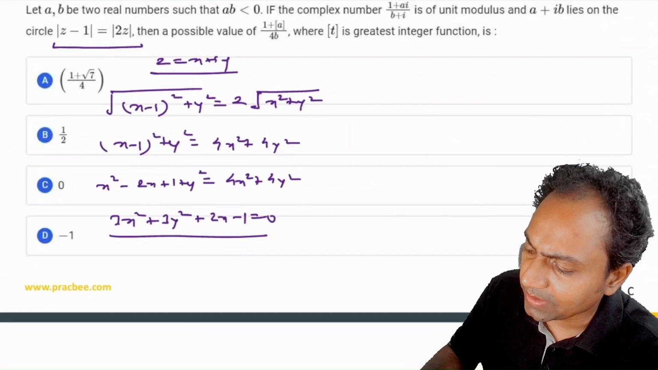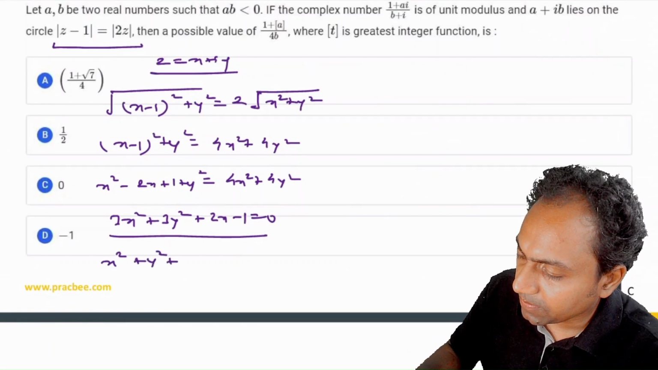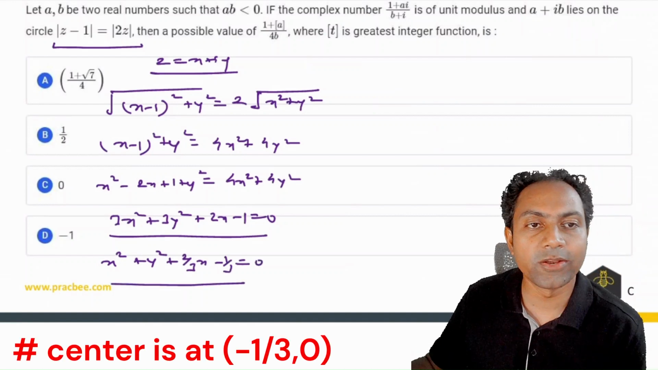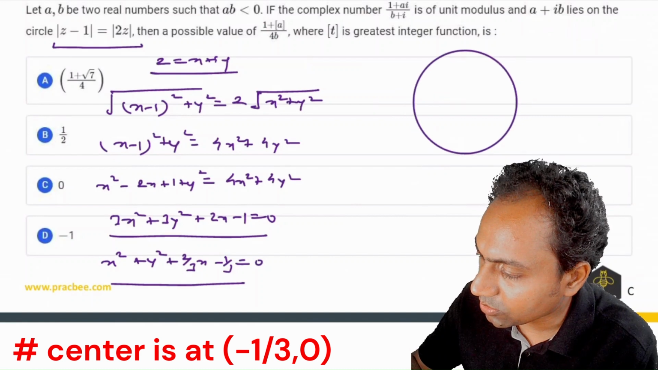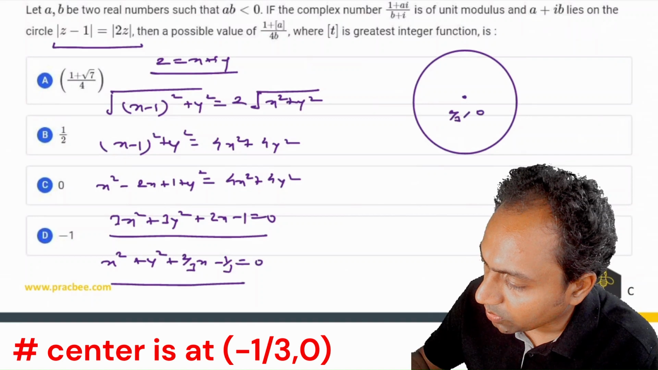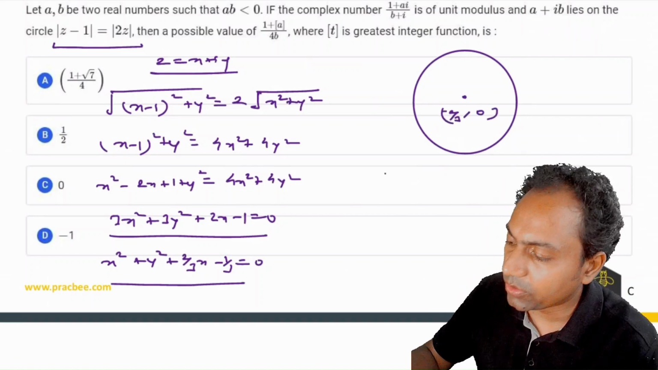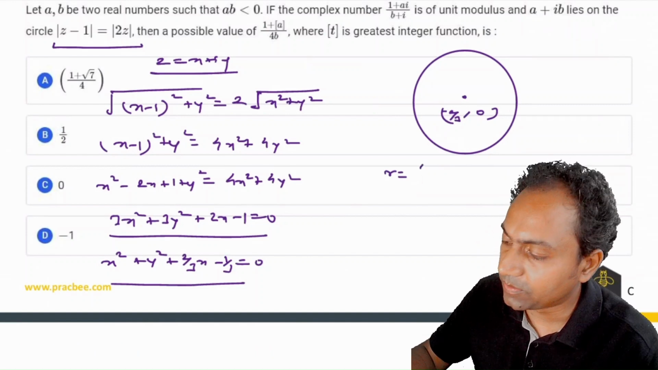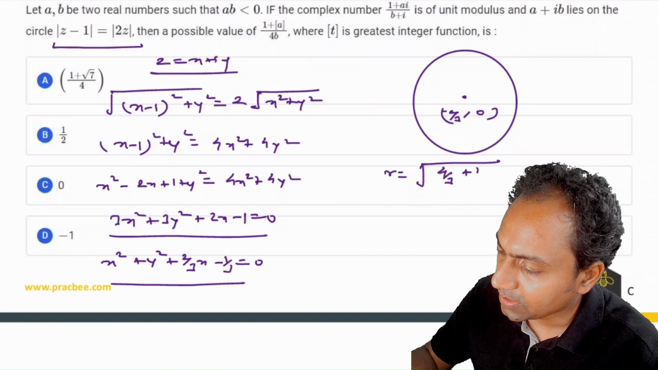And if I divide by 3, it is x square plus y square plus 2 by 3 x minus 1 by 3 equal to 0. So we are looking into a circle. If I draw it to scale, it looks something like this, whose center is at the point minus 2 by 3, comma 0. And if I look into its radius, it is nothing but root of g square plus f square minus c, so it becomes 4 by 9 plus 1 by 3.